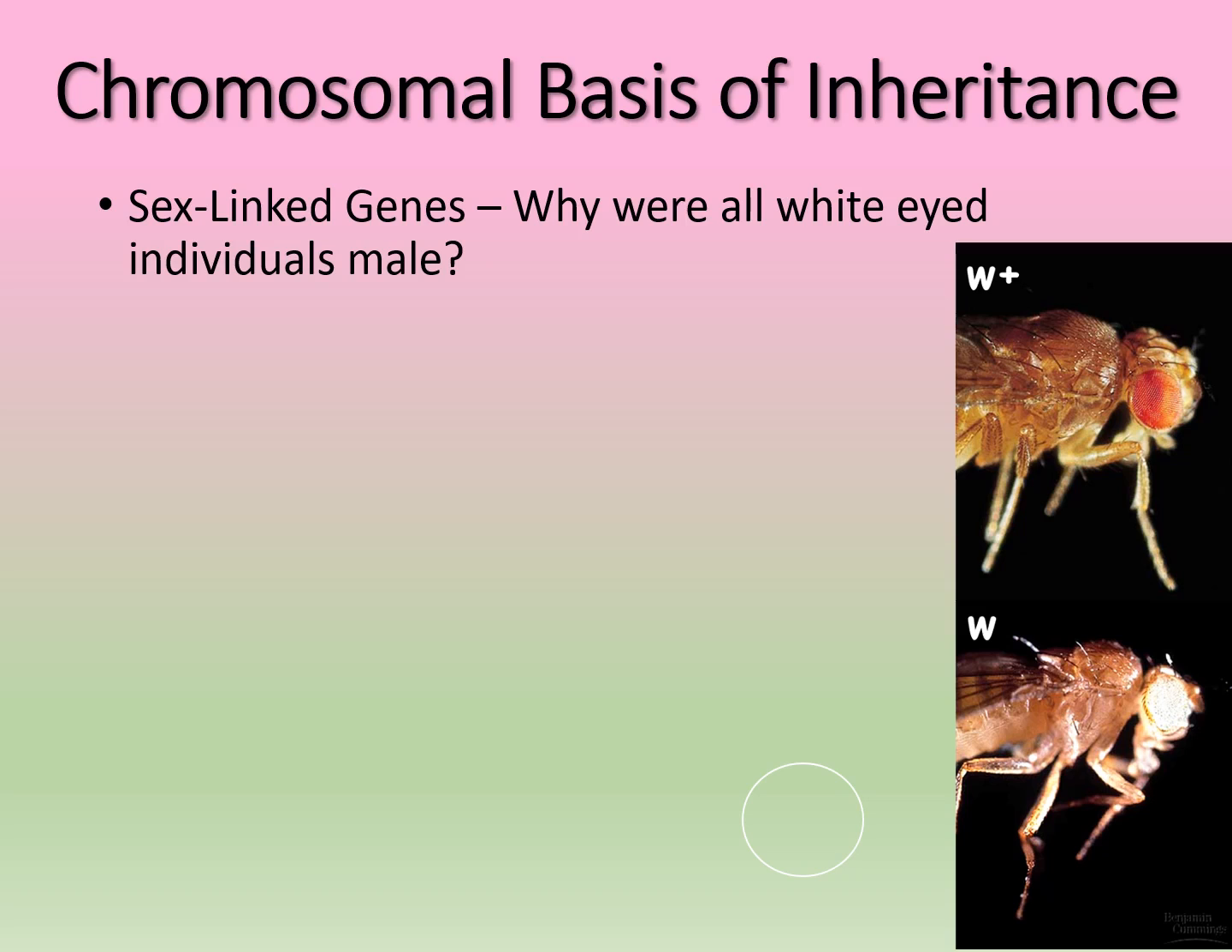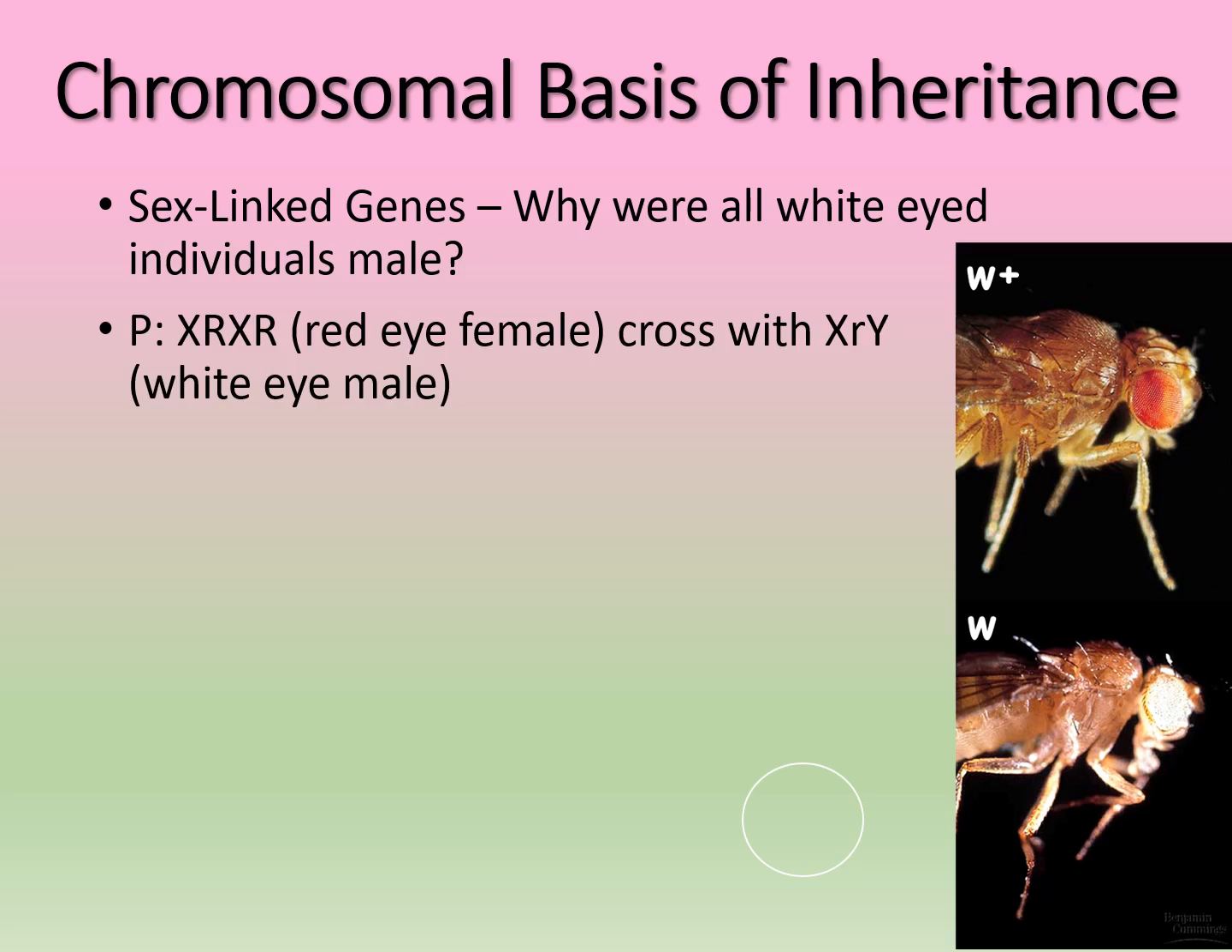So he posed the question, why were all white-eyed individuals male? Well, the answer is sex-linked genes, but how do we express that when we're talking about Punnett squares and alleles? So we said that in sex-linked genes, the genes are on the X chromosome only and not on the Y chromosome.